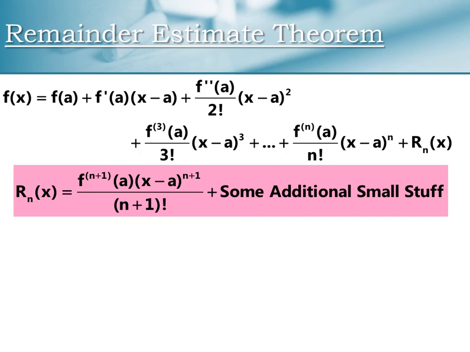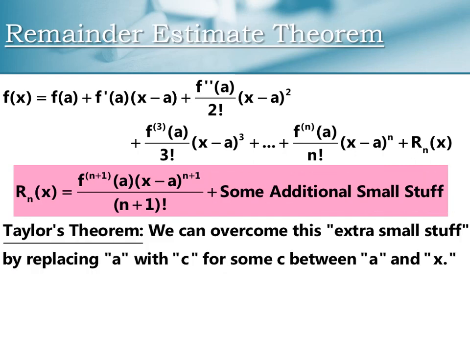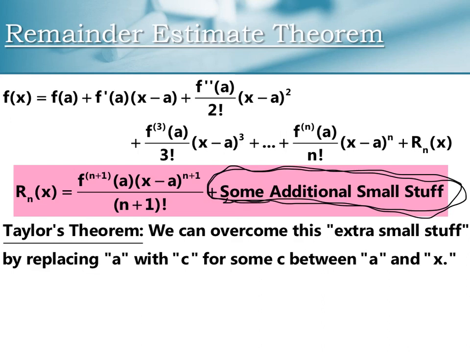All right, so what I'm claiming is that our truncation error is the n plus first term plus some additional small stuff that we need to overcome, and the theorem that takes care of it says this. Taylor's theorem, or the Lagrange error bound, says we can overcome this extra small stuff, like all this little extra tail of the series that we are ignoring but is positive and is adding more error. We can overcome it by just taking the n plus first term, and we only have to replace one thing. We need to take this a value in the n plus first term and replace it with a number c, where c is some value between the center a and the x value we're trying to estimate.